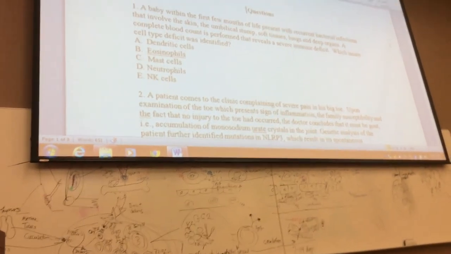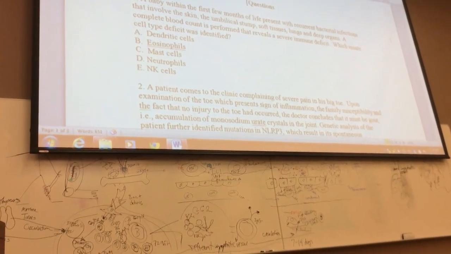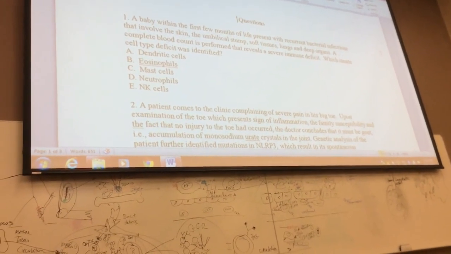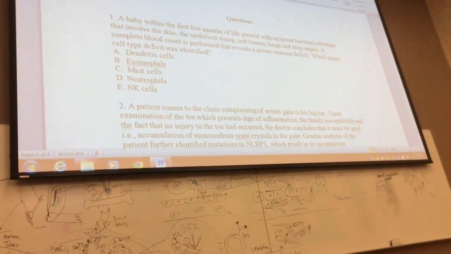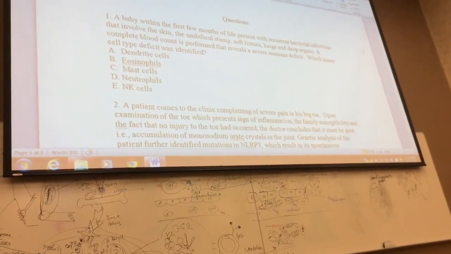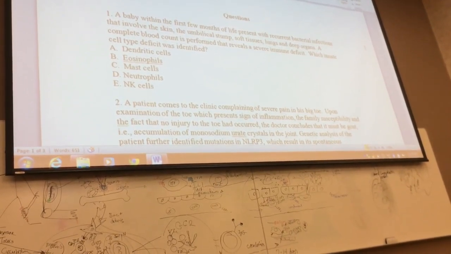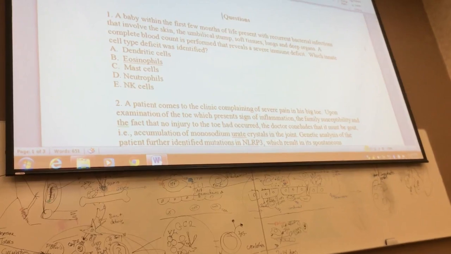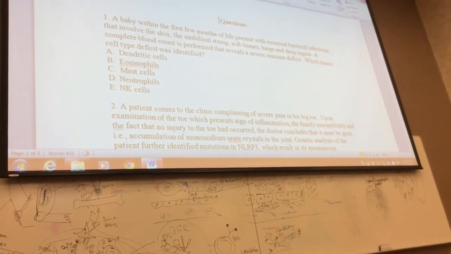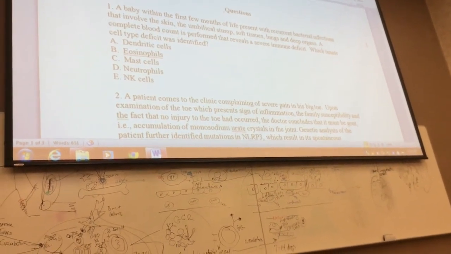So Dr. Allard requested me to read these. A baby within the first few months of life presents with recurrent bacterial infections that involve the skin, the umbilical cord stump, soft tissues, lungs, and deep organs. A complete blood count is performed that reveals a severe immune deficit. Which innate cell type deficit was identified?